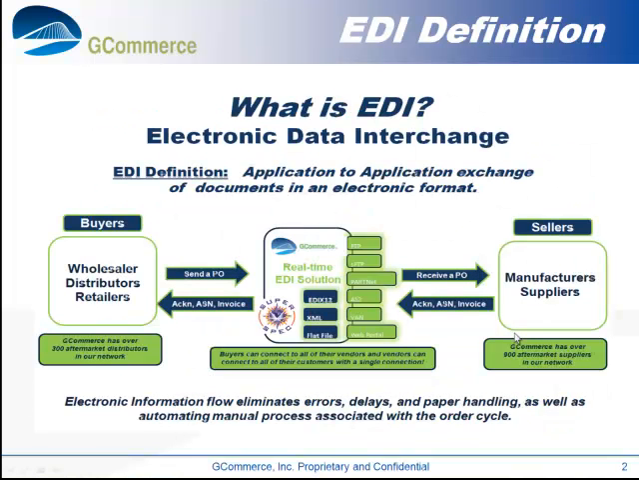The first thing we'd like to do is provide a definition of EDI. EDI, or Electronic Data Interchange, is basically an application-to-application exchange of documents in electronic format. Buyers send purchase orders to their sellers. The sellers then send return documents such as purchase order acknowledgments, advance ship notices, and invoices to their buyers. And by creating this electronic information flow, it helps eliminate errors, delays, and paper handling, as well as automate manual processes that are currently associated with the order cycle.